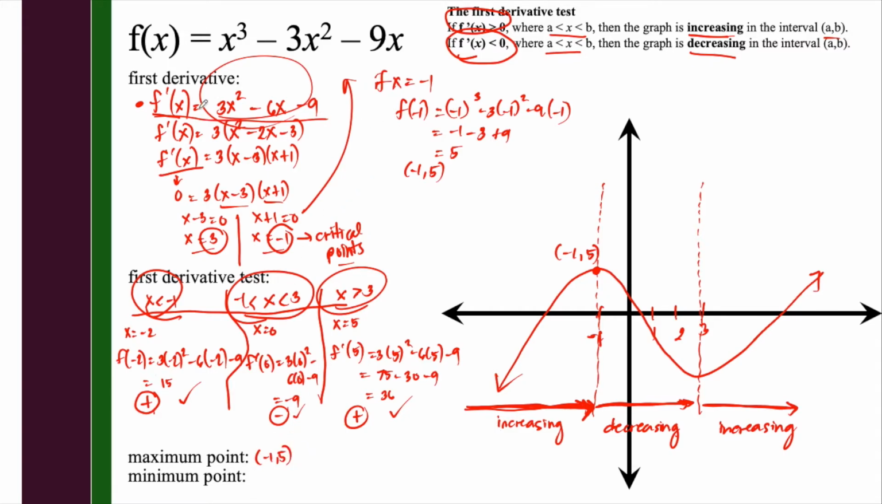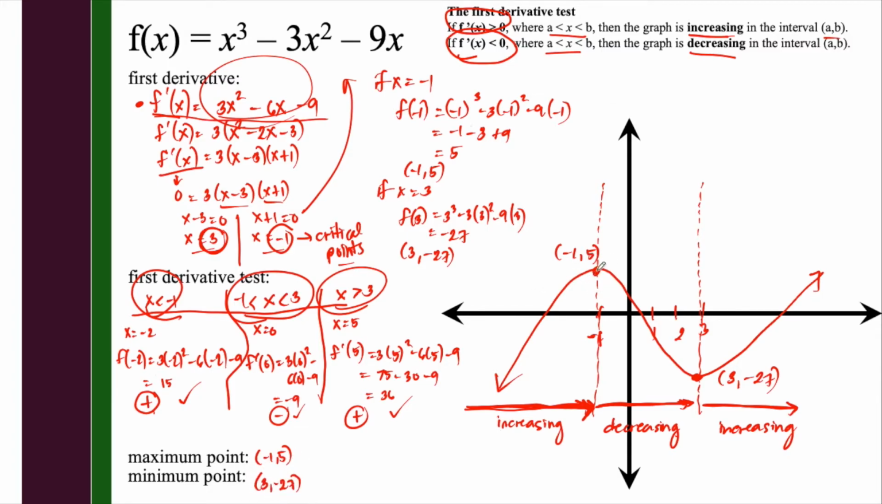For the minimum point, surely it will be coming from this 3. So substituting x equals 3. So f of 3, we have 3 cubed minus 3 squared minus 9 times 3. And that is 27 minus 27 minus 27. That's negative 27. So we have a point now which is 3, negative 27. So the minimum point is 3, negative 27.